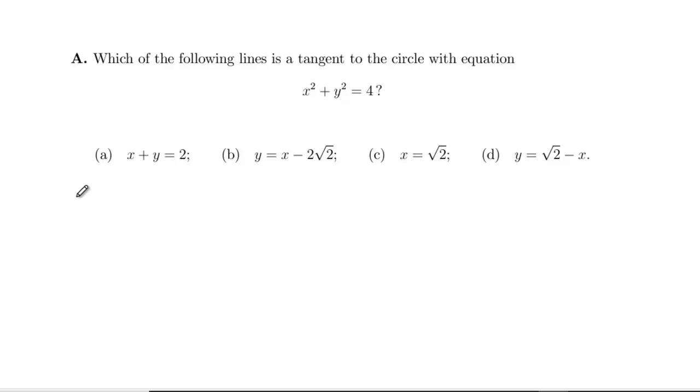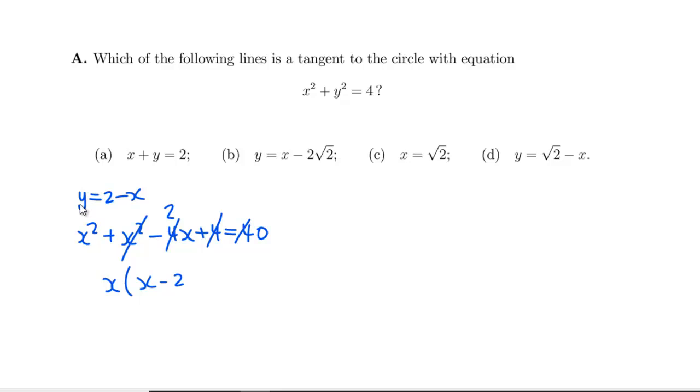So y is equal to 2 minus x, stick that into there, x squared plus, well, we've got to square this thing, so that'll be another x squared minus 4x plus 4 is equal to 4. Now cancel the 4's, and we can cancel some 2's, so we've got an x squared minus 2x, so an x minus 2 equals 0. So that's got multiple solutions, so it can't be a tangent. We can just keep doing this. So, okay, let's go again.